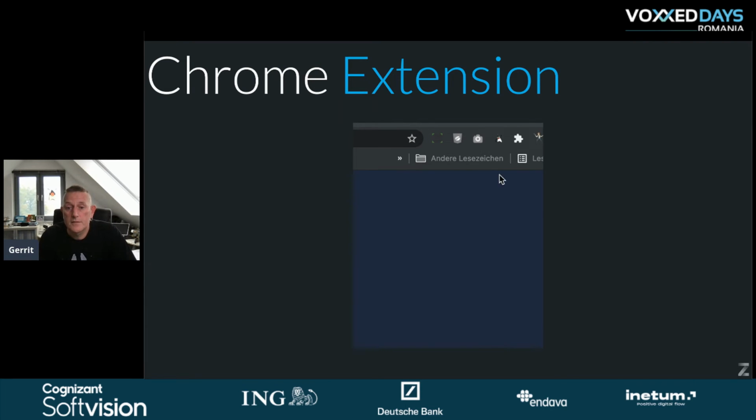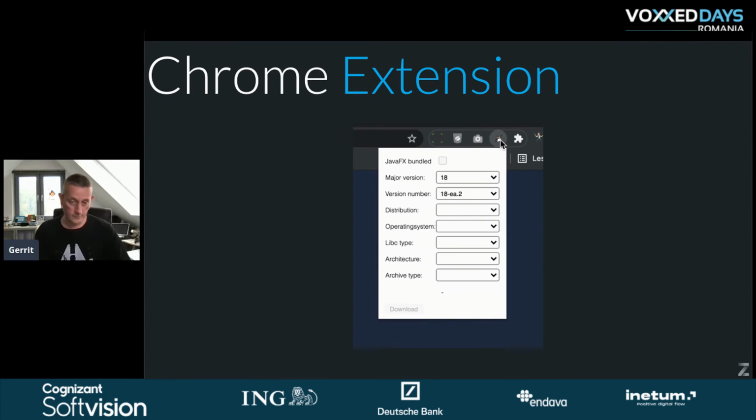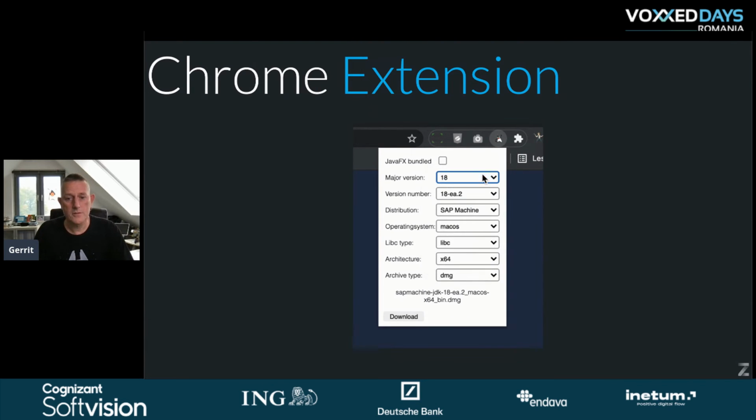And here, I think it's a little video. That's how it looks. So you just choose a version, let's say 18, okay, 18.0.1. Then it shows you what is available. Okay, these 3 distributions have it.